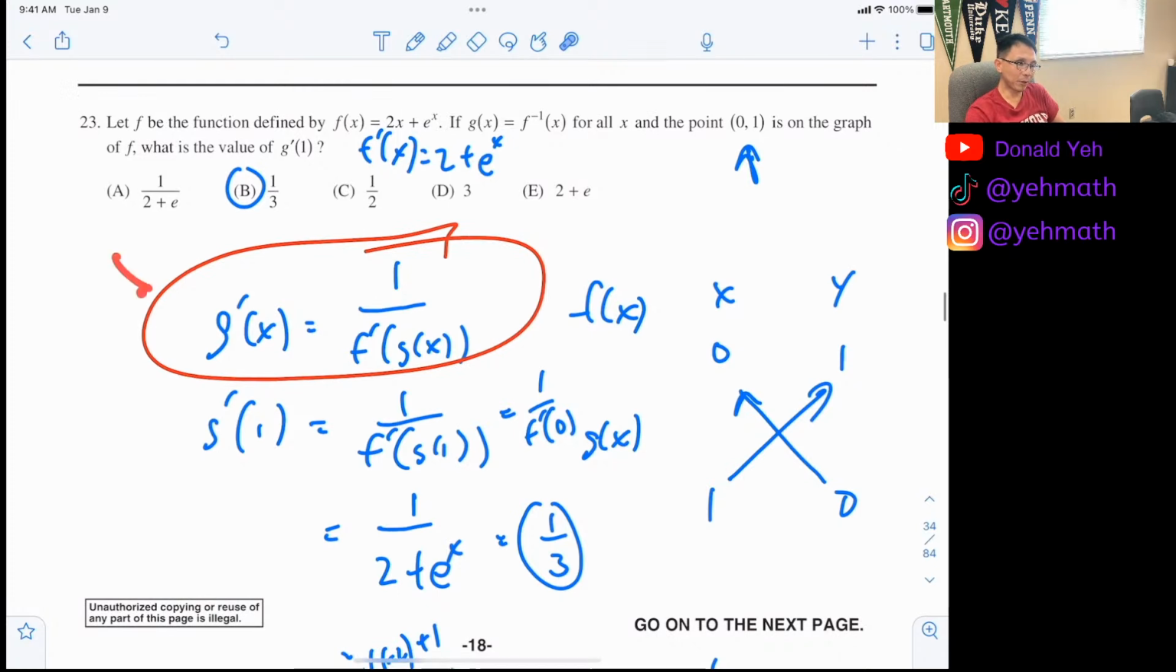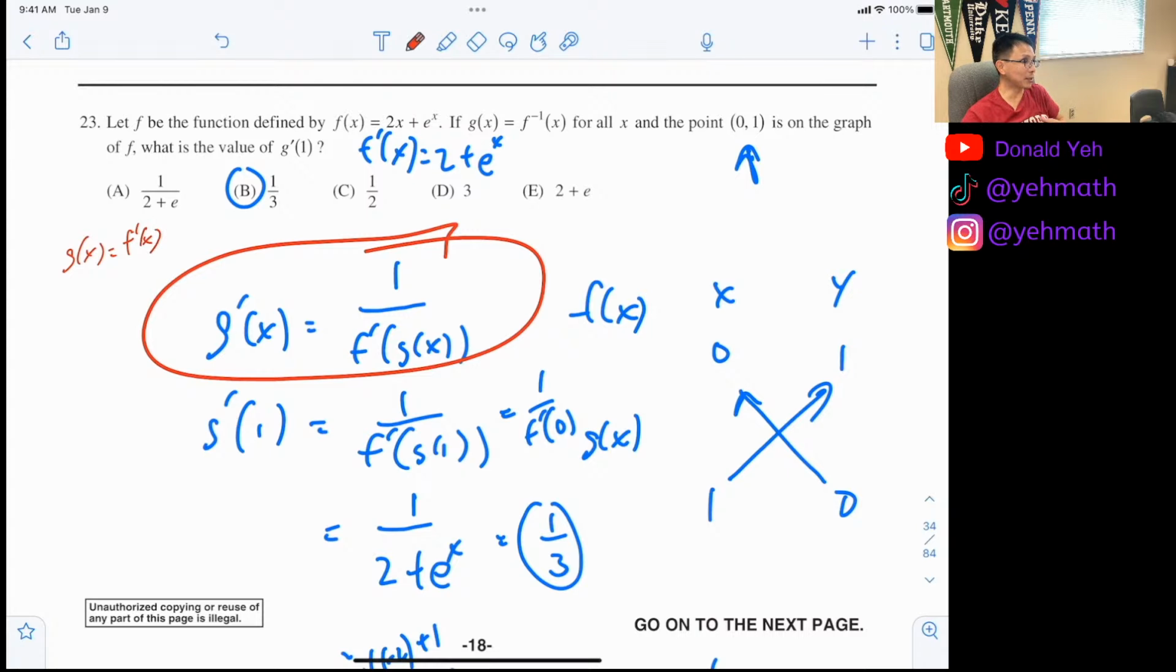Now, this one, make it on your index card. This is the index card material: g prime of x equal to 1 over f prime of g of x. You can type it in the calculator, because maybe sometimes you get lucky on a non-calculator section. But the requirement is they have to be inverses of each other. g of x has to be f inverse of x.